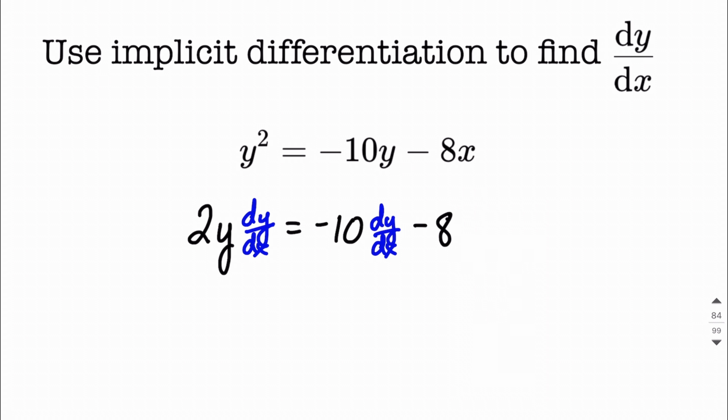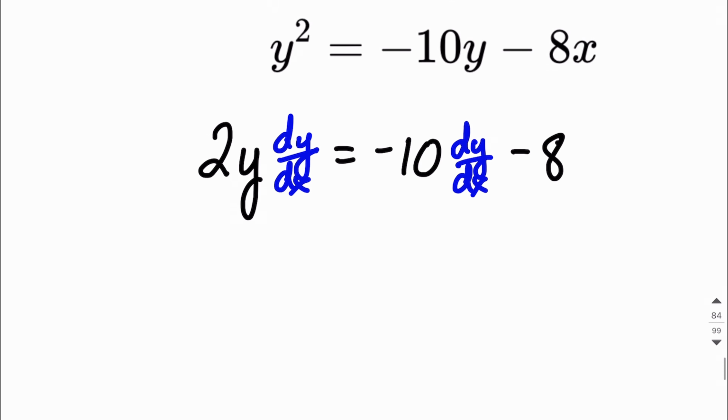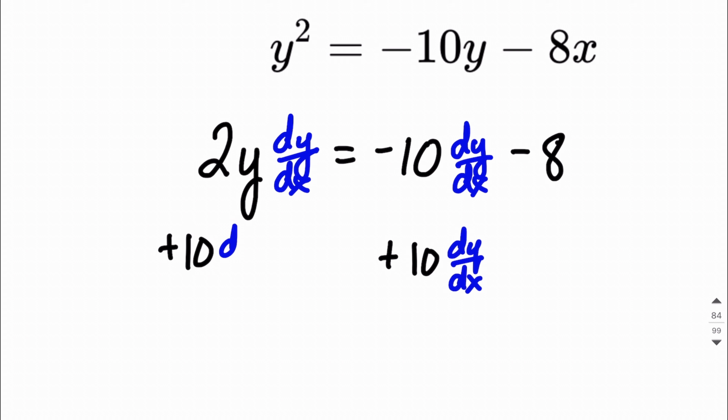All right, from here, we have dy/dx's on each side of our equation. The end goal is to get those on one side all by themselves. So what I'm going to suggest next is we're going to go ahead and move them all to one side. To do that, I'm going to move them to the left-hand side because we have a constant over on the right-hand side. So we want to add 10 dy/dx to each side. All right, we did it on the right side. We're going to have to add 10 dy/dx on the left side.